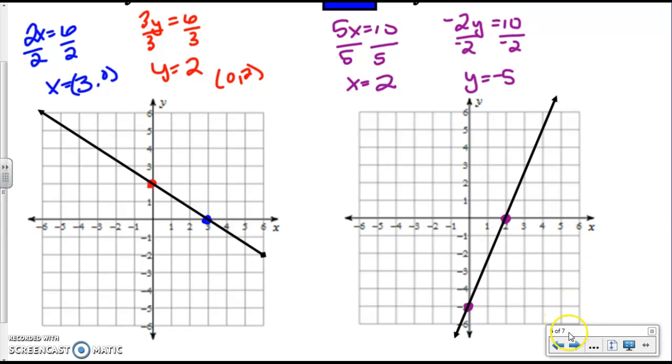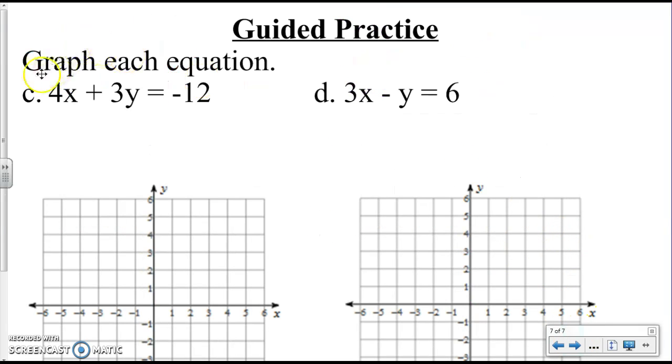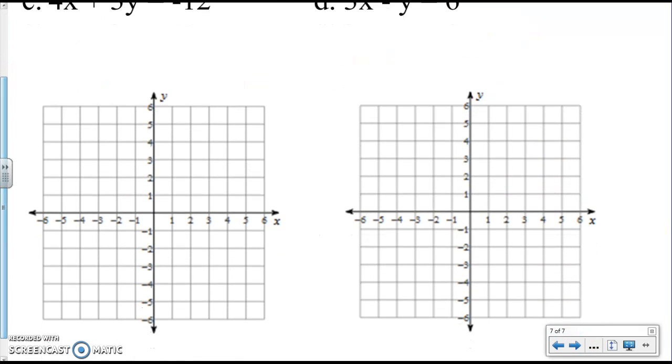Okay, that's it for graphing. There's 2 more for you to try. You can have them checked when you are finished. And then there are 8 problems for you to do for independent practice. And bring those with you on Tuesday to have them checked. And we will go through any questions.